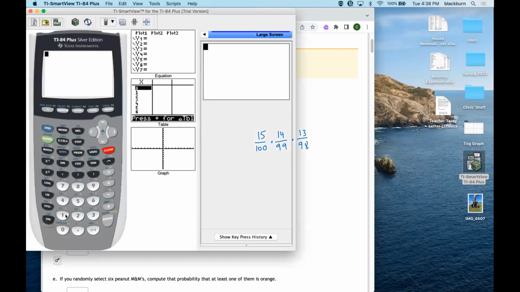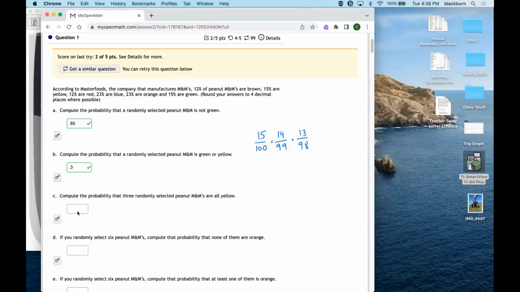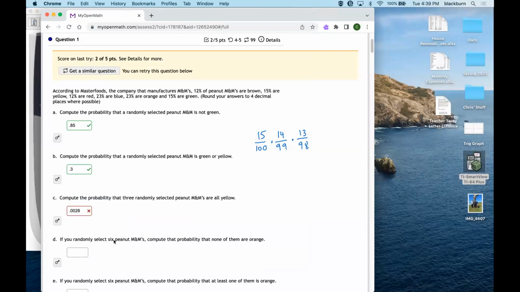15 divided by 100 times 14 divided by 99 times 13 divided by 98. I get 0.0028. If all goes according to plan, that's going to be my answer. Wrong.